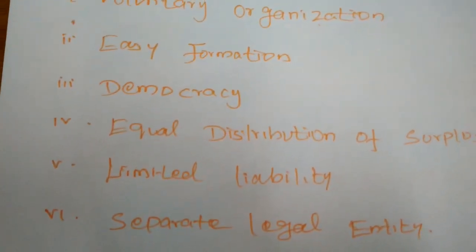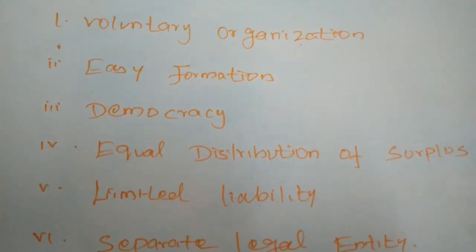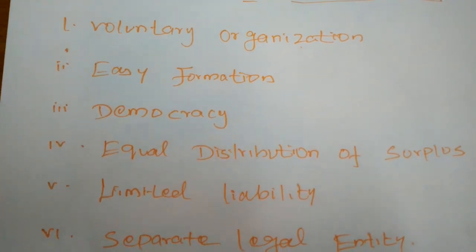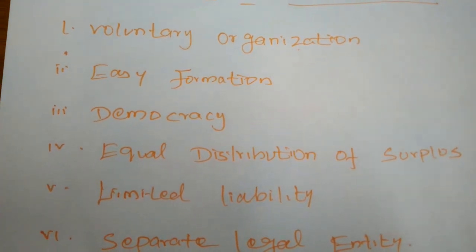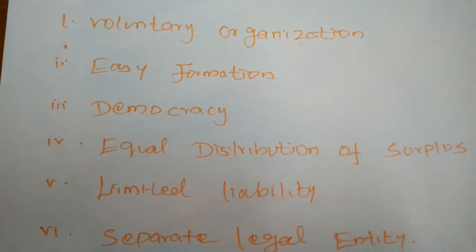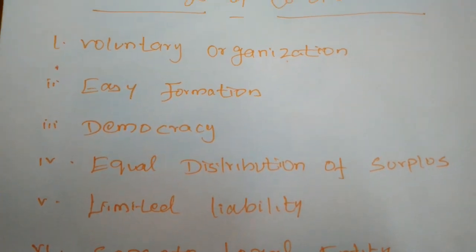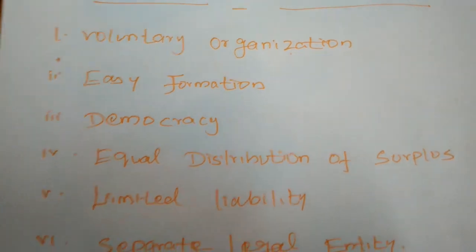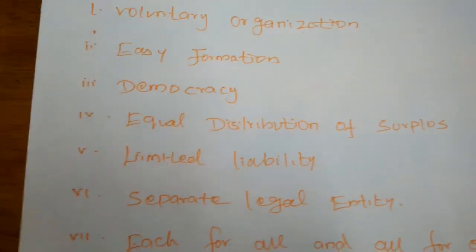Next, democracy. A cooperative society is run on the principle of one man, one vote. Even if a person has more shares, he has only one vote. But in joint stock companies, the power to vote depends on the amount of shares. Here it is not like that. On the basis of democracy, all members have only one vote even if they have more shares.